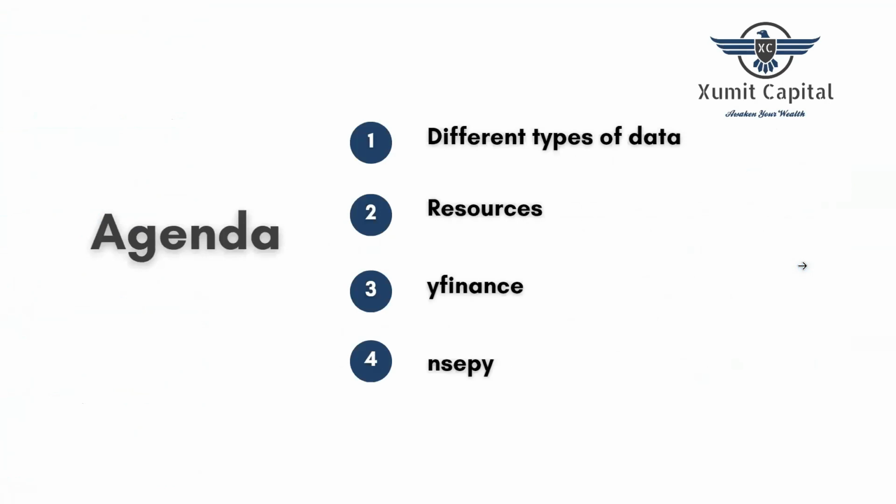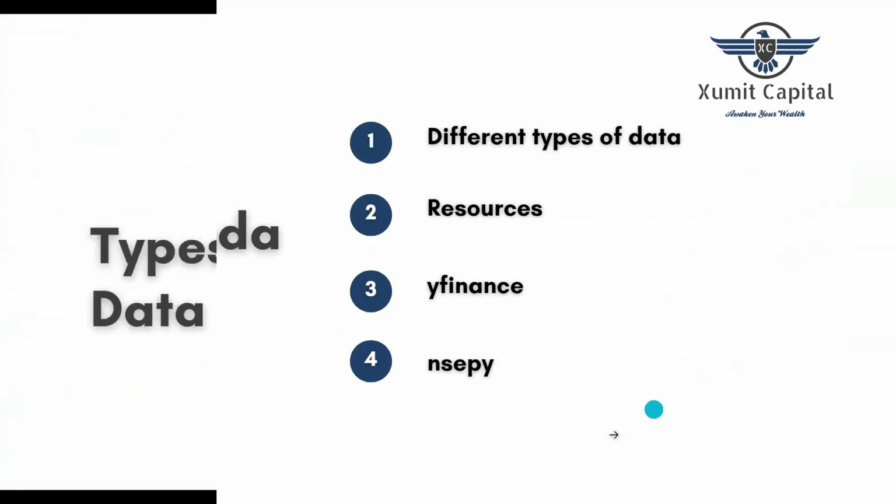First of all, we will see what the different types of data are. Then what are some resources to get the historical data. Then we will see the practical example with the use of YFinance, and then we will see NSEPy. So let's first understand what the different types of data are.